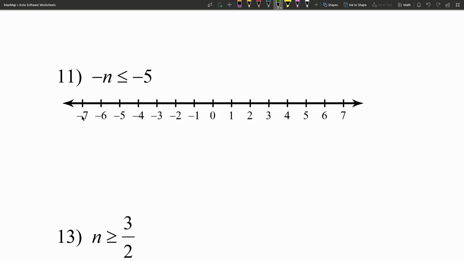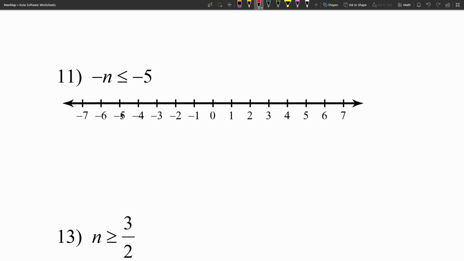In number 11, we have that negative n is less than or equal to negative 5. So without even working out the inequality by division or multiplication, let's just think about this. Let's choose a value and plug it in for n. Let's say we'll choose negative 4. If we plugged in a negative 4, we would get negative 4, or the opposite of negative 4, is less than or equal to negative 5. So then we would get 4 is less than or equal to negative 5. Is that true? No, it's not. So we know that negative 4 isn't going to be part of this inequality. It's not going to be in that shaded region.